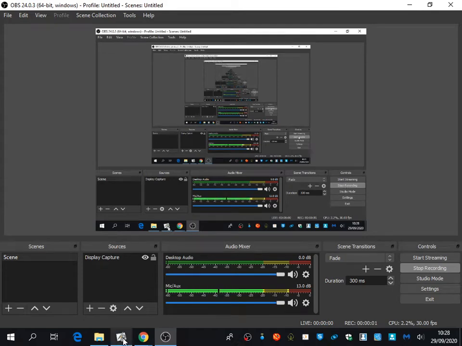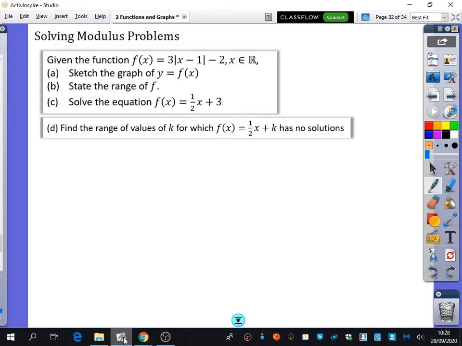So we're going to do this last bit on solving modulus problems. And really this last exercise from chapter 2, which is exercise 2G, it really just pulls together all of the things that have happened so far in this chapter. And I have added in a part D to this question because this is the most common thing that happens in the exams. And actually we've done a question like this right back in our first lesson on this to begin with.